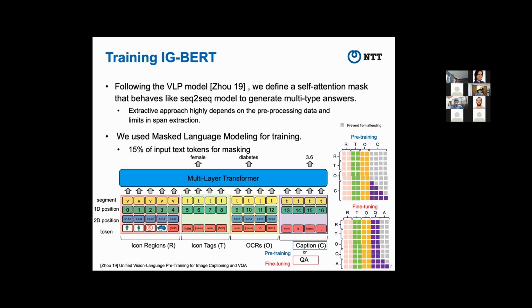So when training IGVART, following the BLP model, we define a self-attention mask that behaves like a sequence model to generate multi-type answers. We think that extractive approaches, which extract words from start and end positions, highly depend on the pre-processing of data and are limited in span extraction. So therefore, for this task, we believe that the generative approaches are better than the extractive approaches.